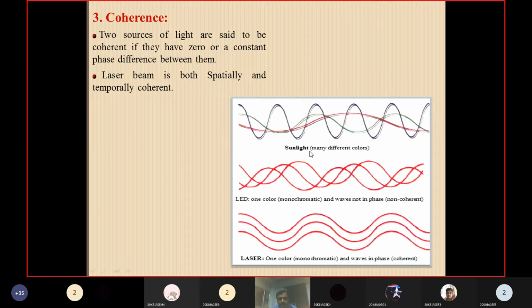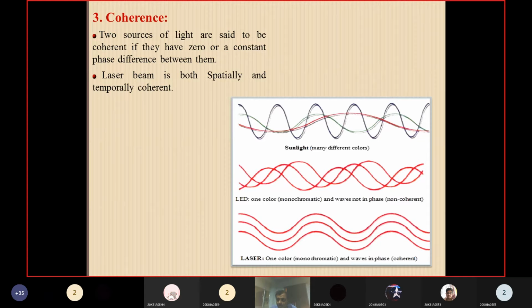In case of sunlight, sunlight is not monochromatic, so it is a mixture of all colors. That's why there is a range of wavelengths. All wavelengths will be present in sunlight, and they are not coherent. So if you observe sunlight, different waves will move in different directions. Even if they are moving in the same direction, they have different phase difference, different amplitude, as well as different wavelength.